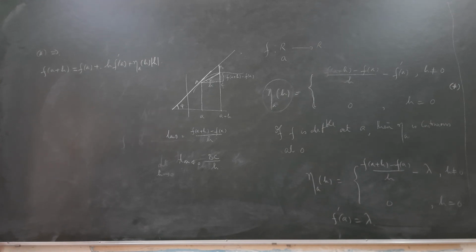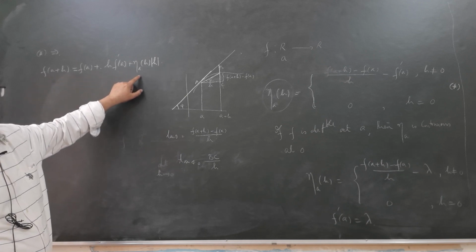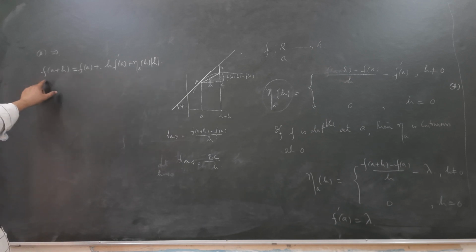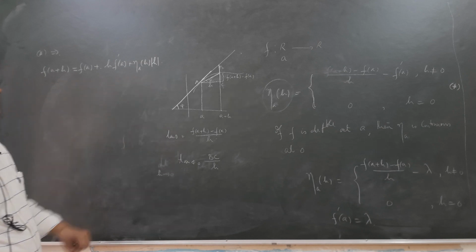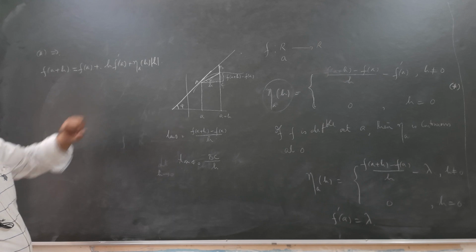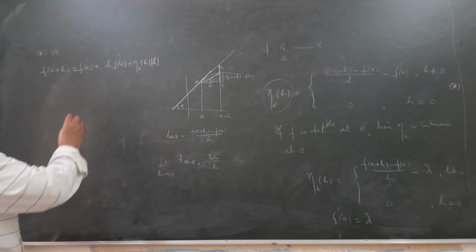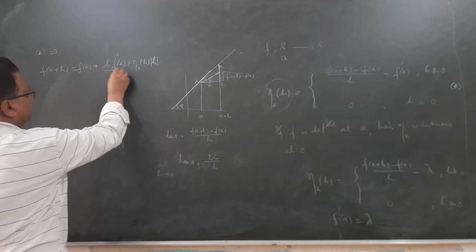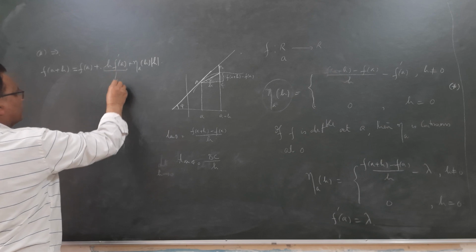Okay. So you can read this definition as follows. A function is differentiable at a point A if there exists a continuous function eta A such that f of A plus h equal to this. So this function is continuous at 0. Moreover, over here if you look at this middle term, it's a linear function of h.